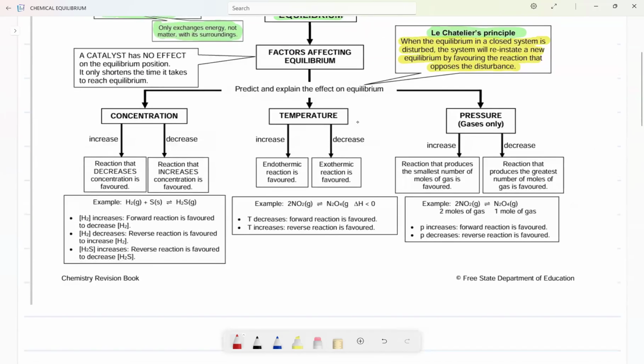Now we will predict and explain the effect of the factors affecting equilibrium. The first one I want to start with is concentration.